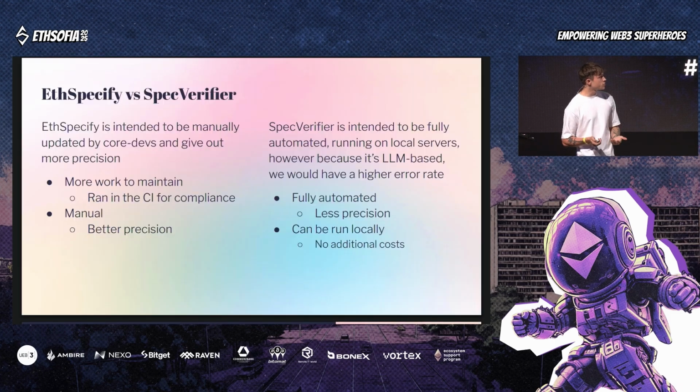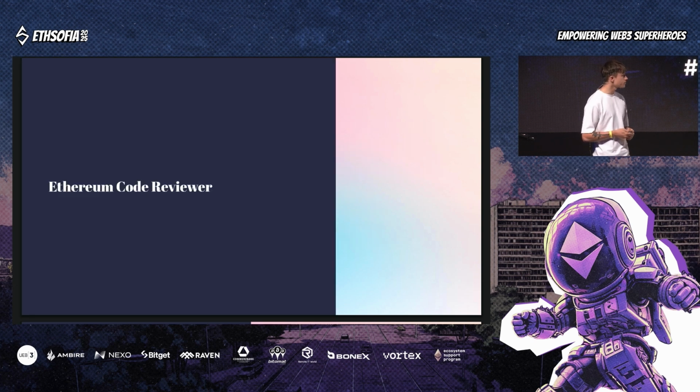So what is the difference between those two tools? As I mentioned, one is intended to be manually updated by core devs, which is ETHSofia. The baseline, the skeleton of it, is already written by AI, but if you want to maintain it, it requires manual intervention. But it also has better precision than the fully automated LLM tool that we discussed previously, which has been written by our intern, Harsh.